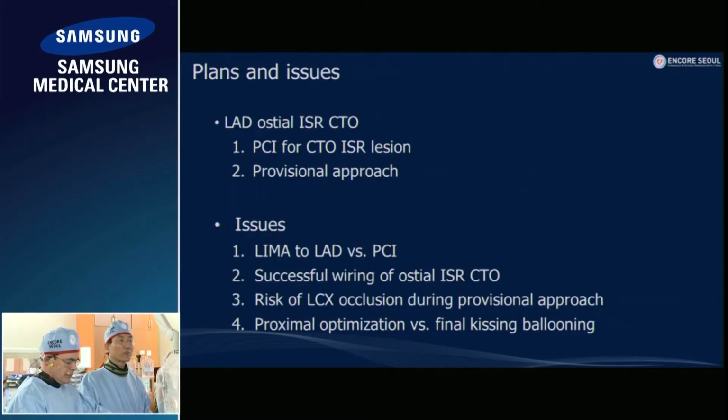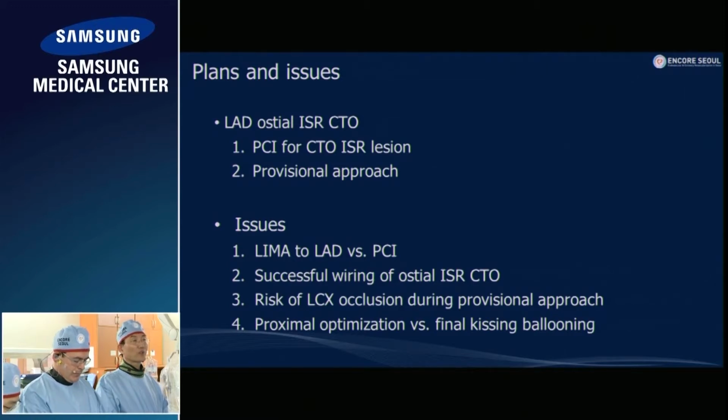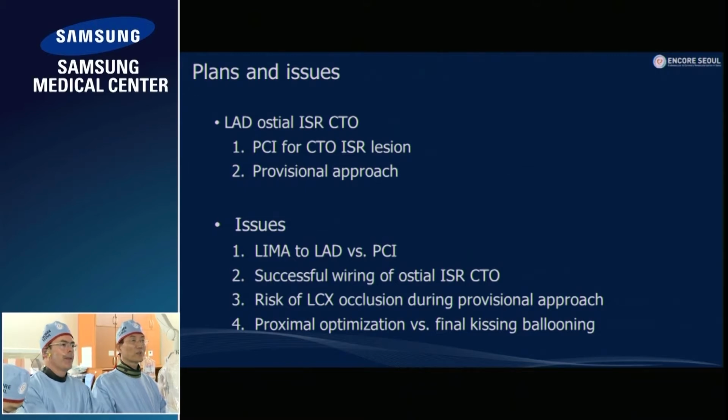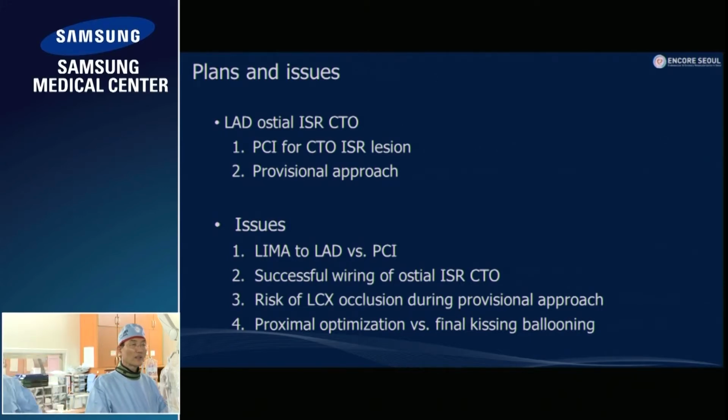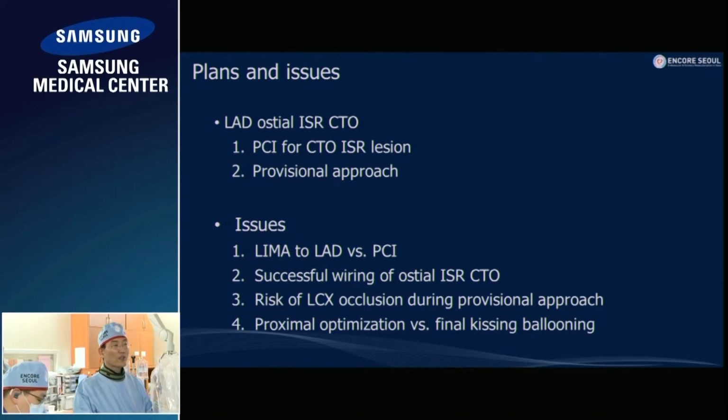So our plan is PCI for the CTO ISR lesion, with a provisional approach. The issue here is whether we need LIMA to LAD versus PCI, and successful wiring for the ISR CTO. And thirdly, the risk of circumflex occlusion during a provisional approach. The circumflex ostium is almost disease-free, but the angle is acute, and there is a lot of plaque burden, especially due to the ISR. I'd also like to discuss proximal optimization, or possibly the part side part re-part technique versus final kissing ballooning.